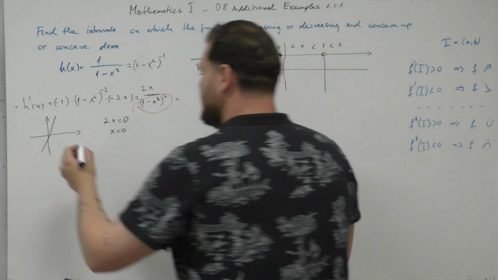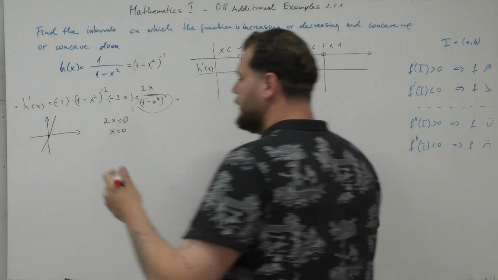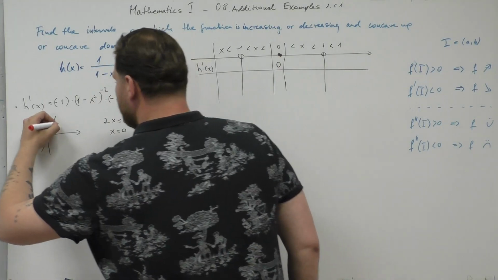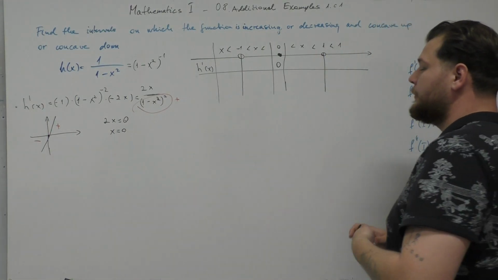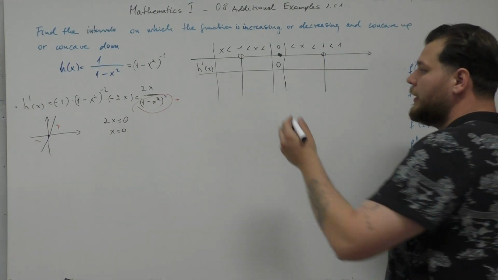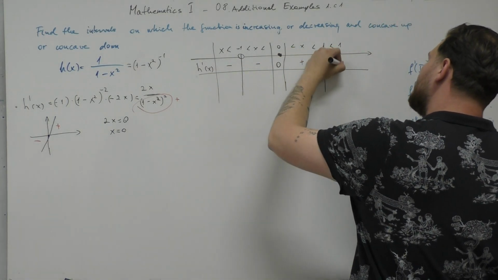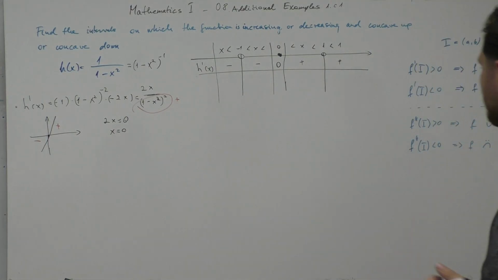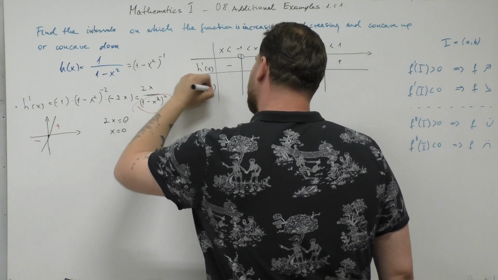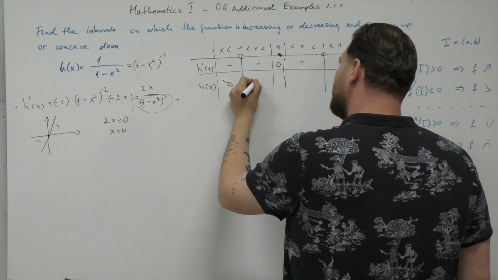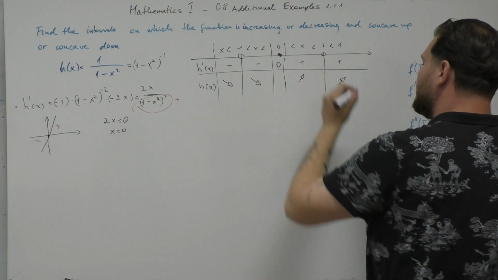Now we can clearly see that here our function is negative and here is positive. So let's put these signs back into our table. Here we have negatives, and here we have positive, and as well here. Now, according to these rules, our original function is decreasing here and here, and increasing here and here.